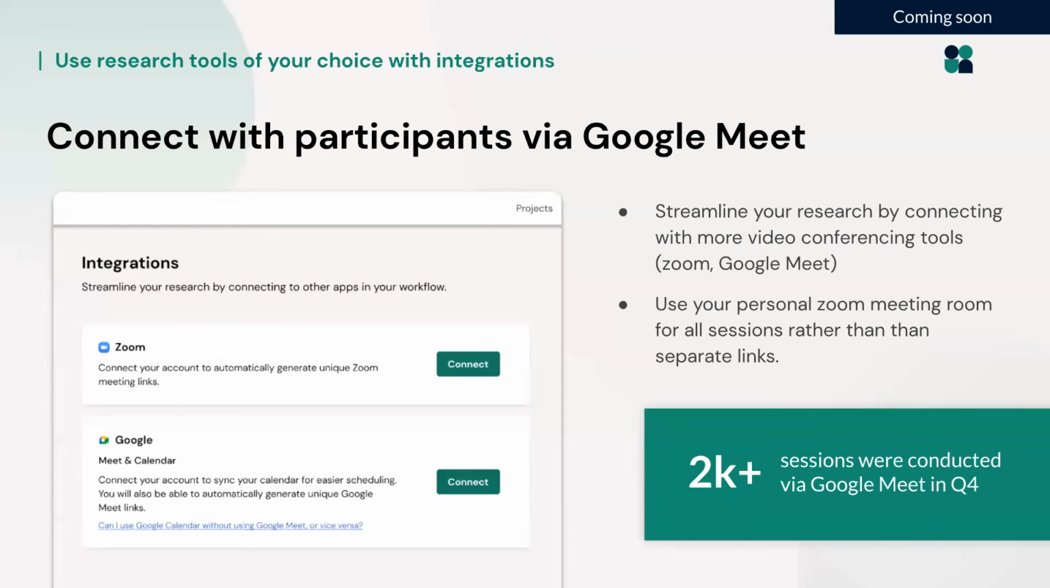Those are pretty straightforward, but I'm really excited to continue to extend our capabilities there. And like I said, you'll hopefully see Google Meet out in the wild soon.